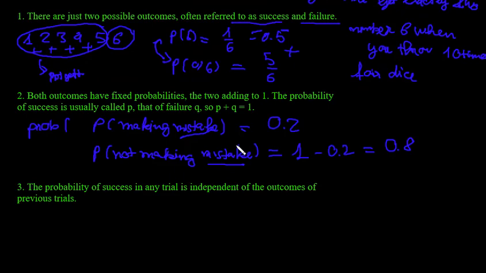And the probability of success in any trial is independent of the outcome of previous trials. Because here I say exactly two 6s, when I get a 6 here, it will not affect whether I get a 6 or not afterwards. It will not affect because they are independent. They do not relate to each other, so they will not affect each other.